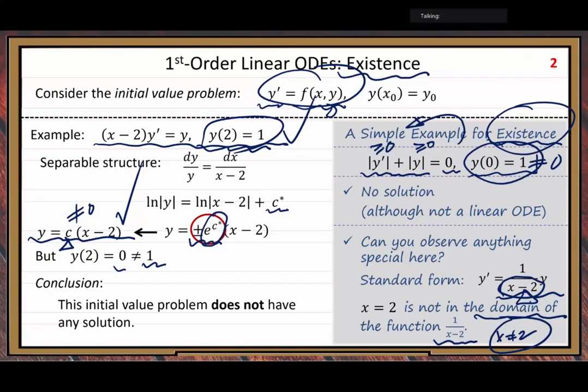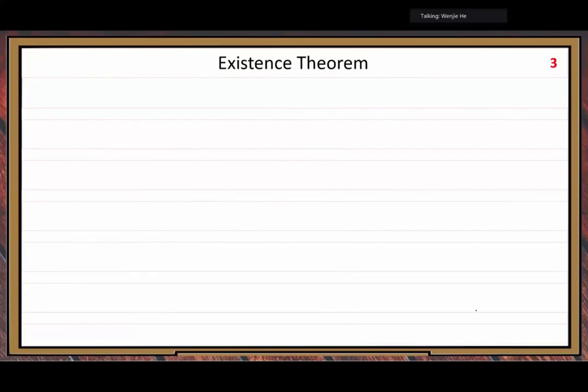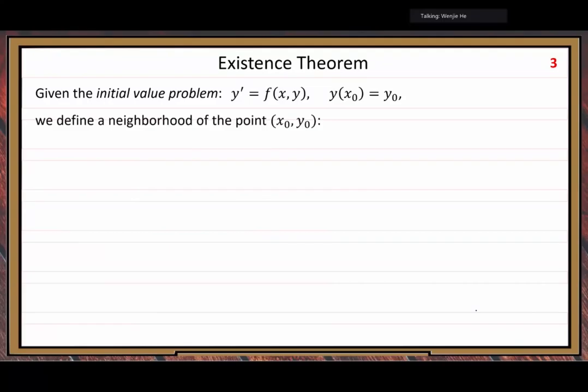After these two simple examples, you can see we really need to get some formal result about this existence question. Now, the existence theorem. We won't prove it, because this class is not a math class, so we just understand this theorem. The statement: given the initial value problem, we define a neighborhood of the point.